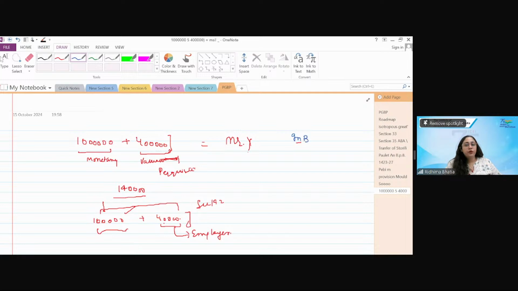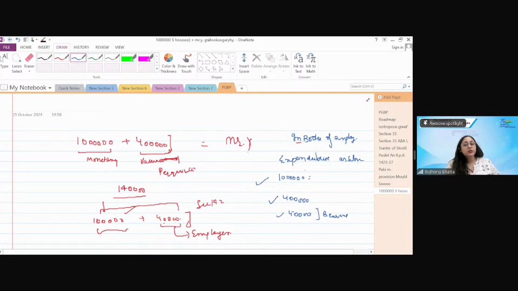In the books of the employer, the expenditure as salary is this 1 lakh, which is, this 10 lakh, which is the monetary salary, right? Agreed. This 4 lakh, which is the perquisites valuation, agreed. And also this 40,000, which is the tax which the employer is bearing. This 40,000 is also an expenditure for the entity and it should be taxed as salary.